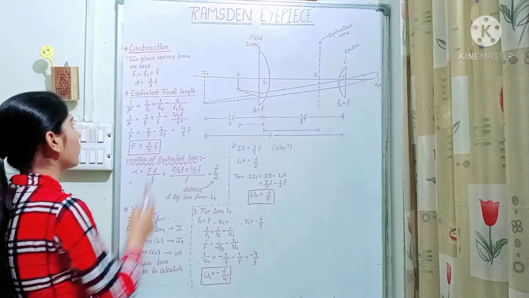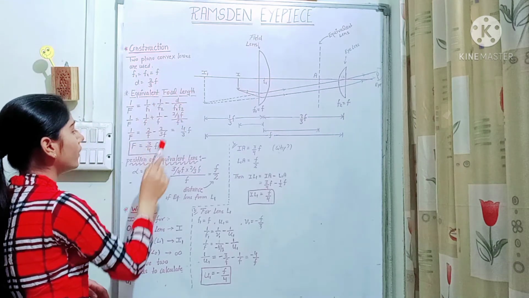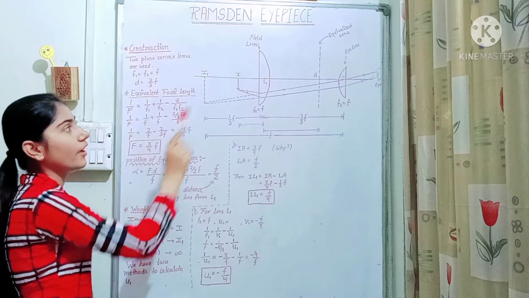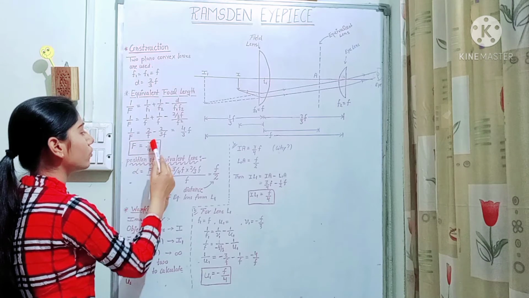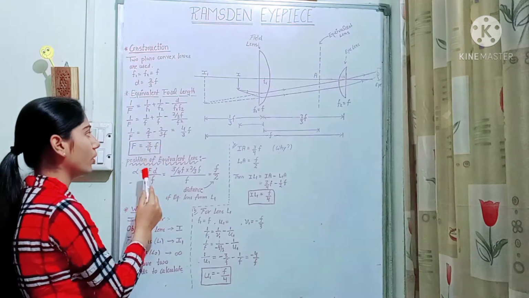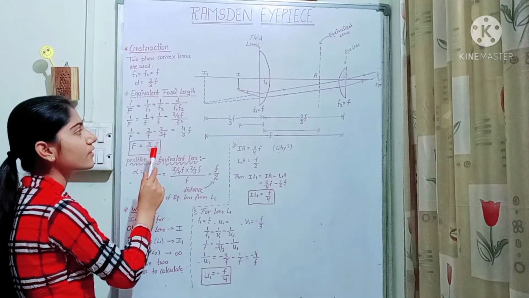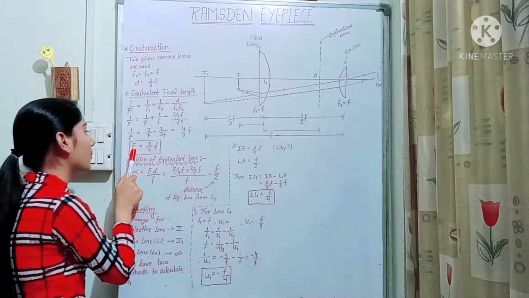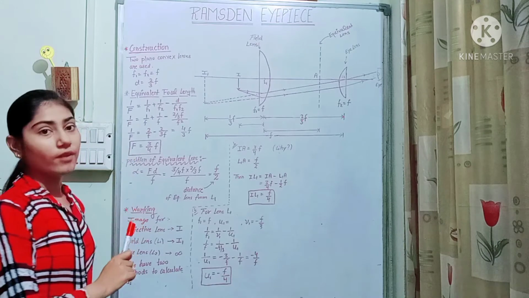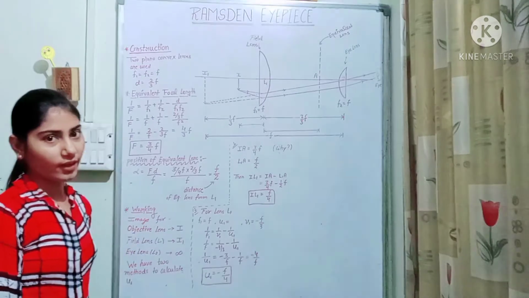When we put all these values in, we get the focal length of the equivalent lens, capital F, equal to 3/4 small f. What is small f? Small f is the focal length of the field lens as well as the eye lens, and here capital F represents the equivalent focal length of the equivalent lens.